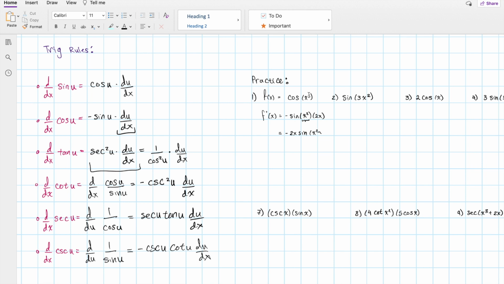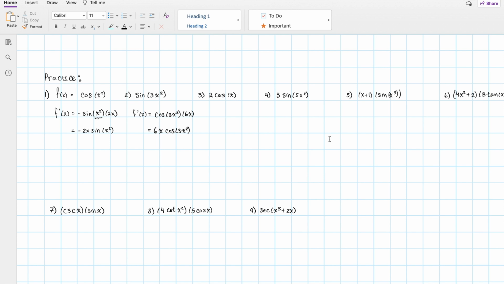Question 2. We have sine of 3x squared. Again, the rule tells us f prime of x is going to equal cosine of 3x squared. We leave it the same. All we do is just apply the trig transformation there. Great. And then we multiply by the derivative of what's inside the bracket. Well, the derivative of 3x squared is 6x. So again, we can put that in front just so it looks more appealing. So 6x cosine 3x squared.